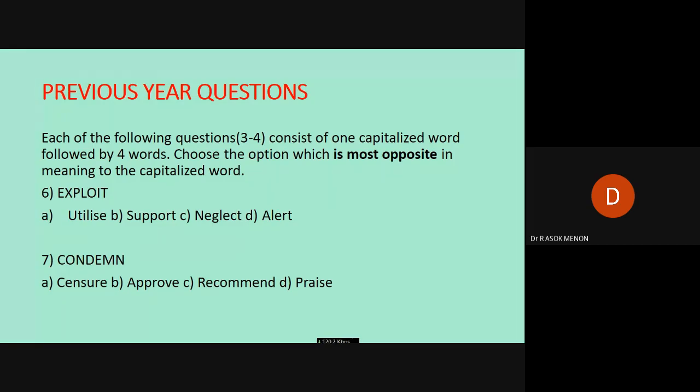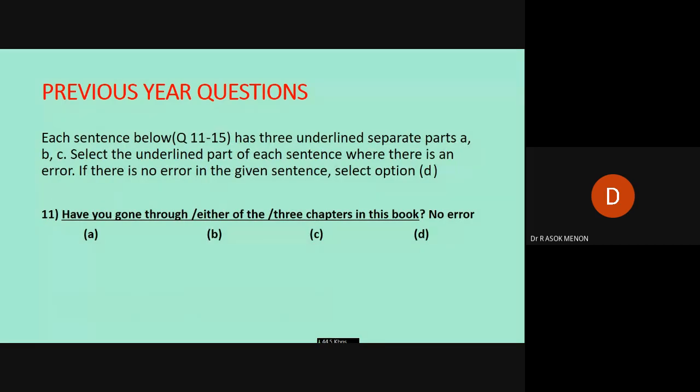There is an error in giving the options. The actual opposite of condemn is praise. Censure is equal to condemn. Approve is opposite of condemn. Recommend is also opposite to condemn. Praise is the actual opposite. So that is the answer. This is just an introductory question. We will go deep into each and every area, and we will clear all your doubts.